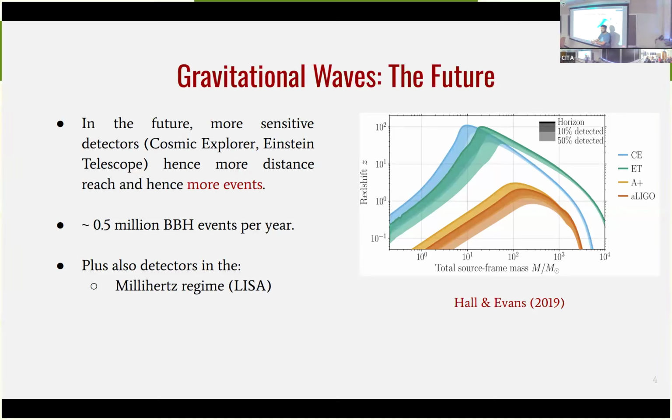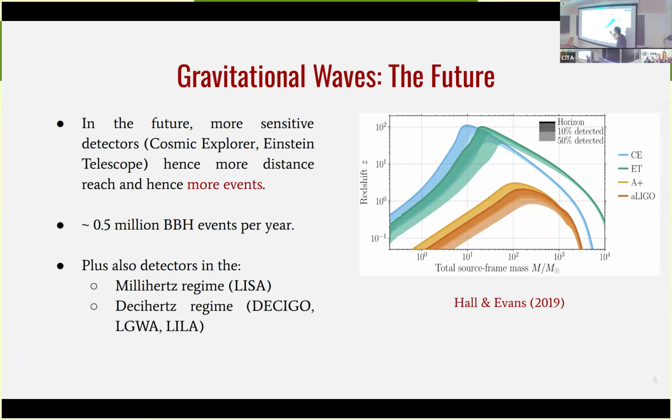Okay, these are the ground-based detectors. These roughly operate in the roughly 10 hertz to 100 hertz frequency regime. But there are other proposed detectors in the future, such as the millihertz detectors. You might have heard of LISA. This is a detector in space. There are proposed decihertz designs called DECIGO, LGWA, LIDAR, etc. And there are detectors also proposed in the kilohertz regime.